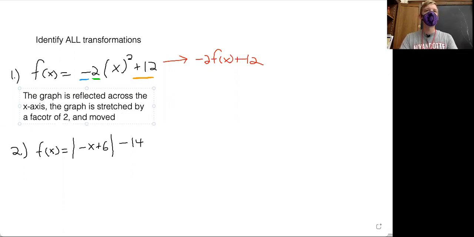And the plus 12 on the end is going to move our graph up 12 spaces. So some color coordination between the numbers and the expressions.